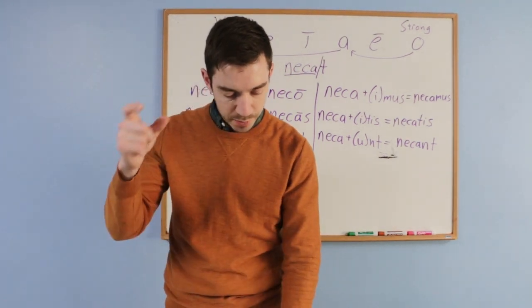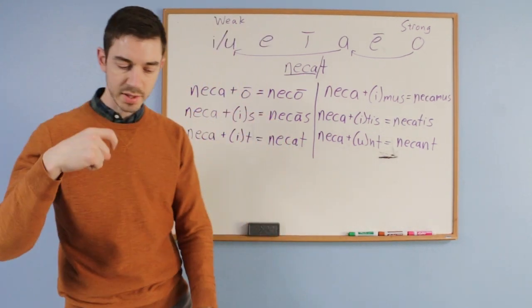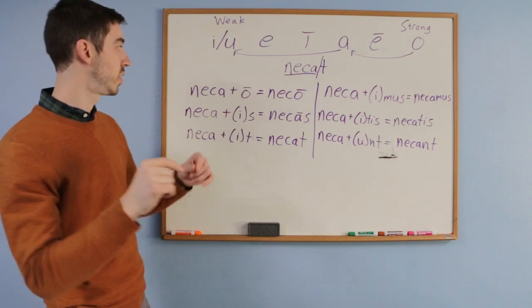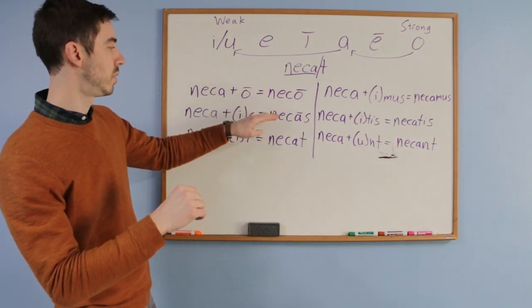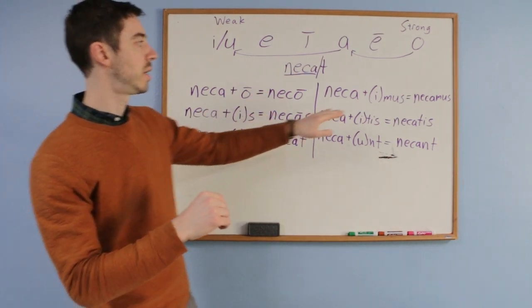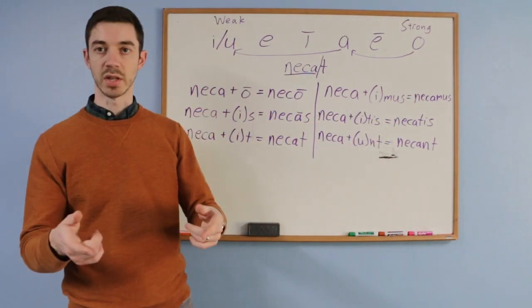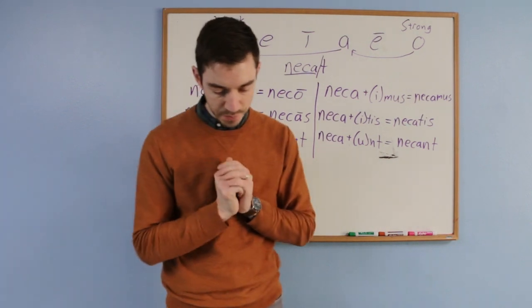So the next box on page 202 is translate your conjugation. That means write what it means in English. So: I kill, you kill, he, she, or it kills, we kill, you all kill, they kill. That would be the translation. So that's what it means in English.